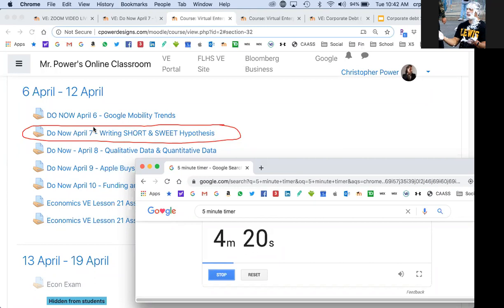All right, so I'm just going to mute myself for about 4 minutes. Do the April 7 do now. If you already did it, you're ahead of the game. If you did not do it yet, copy your hypothesis from last night, paste it there, and then after looking at the 6 bullets, start to condense and shorten your hypothesis to make it much shorter, sweeter and more concise. All right, I'm going to mute myself for the next 4 minutes.